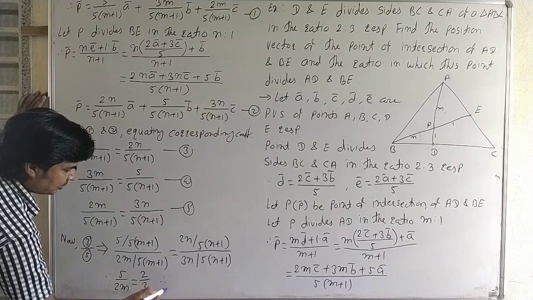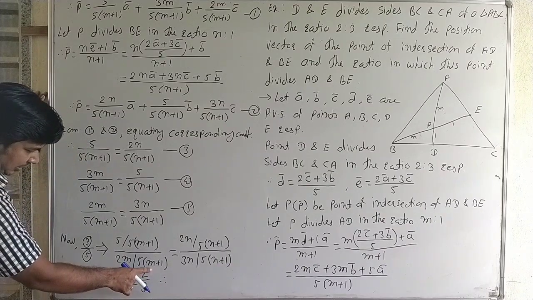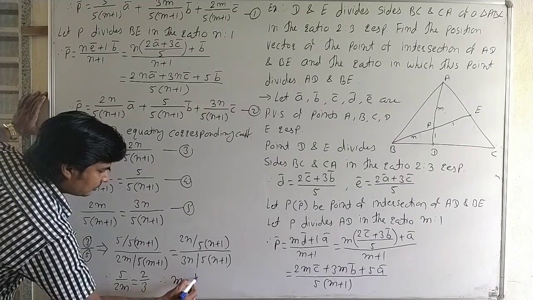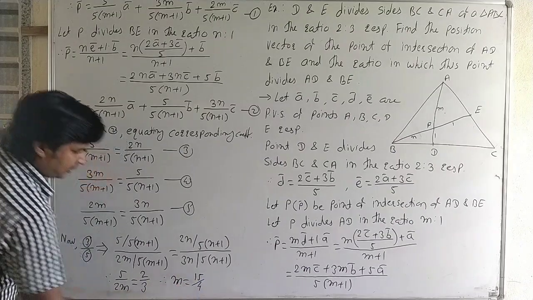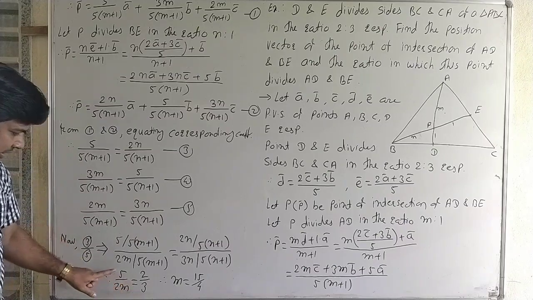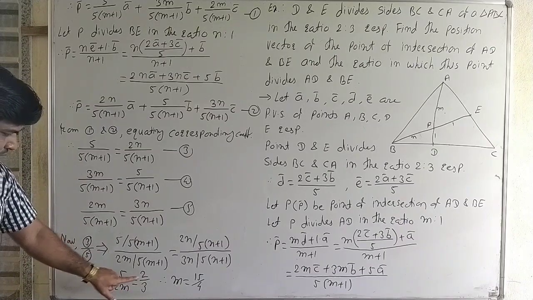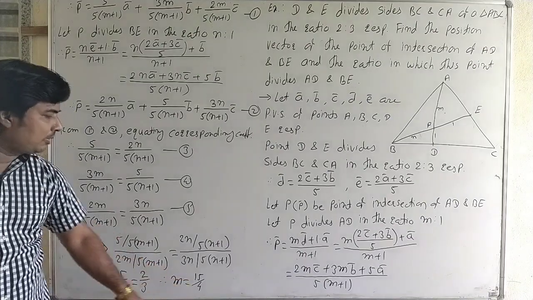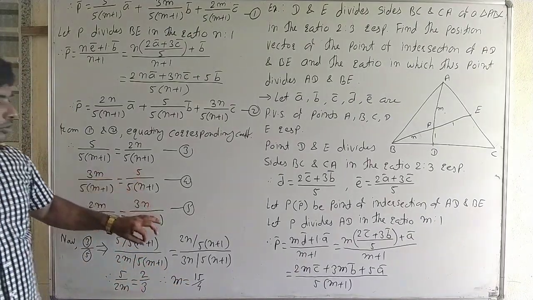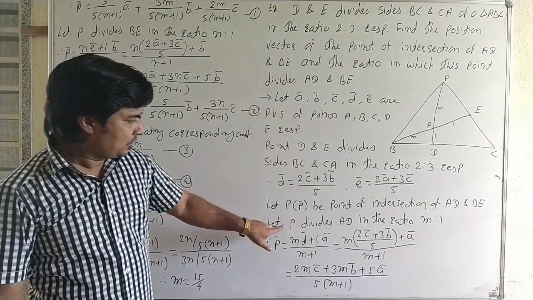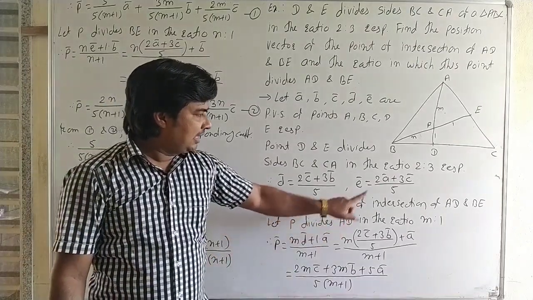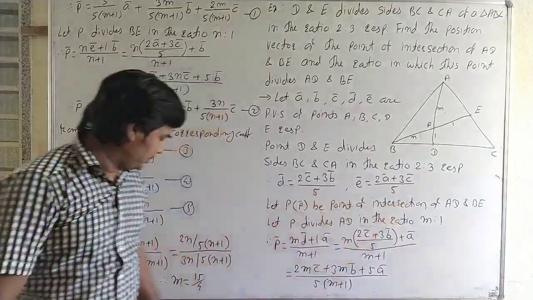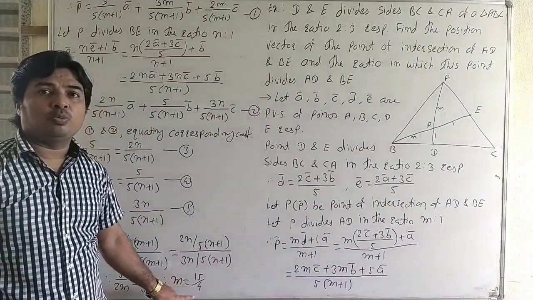Therefore we can write m is equal to 15 by 4. Take m here, m is equal to 15 by 4. Therefore we get the value of m, and it is positive. Therefore, P divides AD internally in the ratio m is to 1, that means the ratio 15 is to 4.